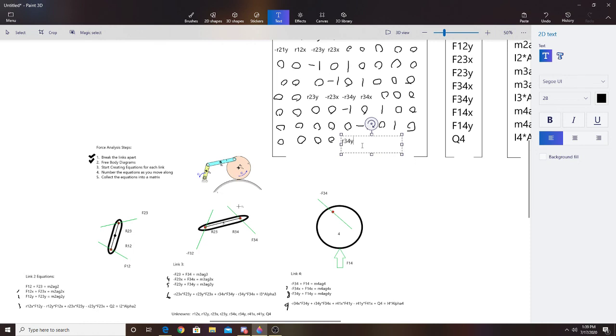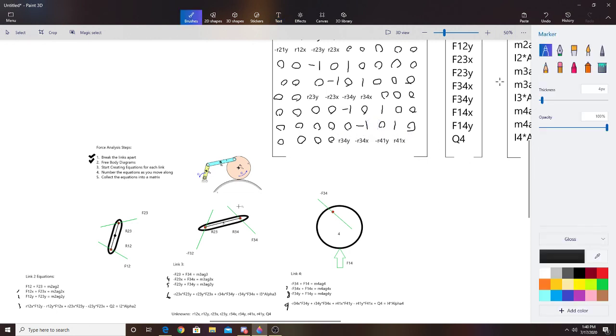R34Y, and then we have a negative R34X comes afterward, right? And then obviously if we continue the pattern, we have a minus R34Y, pretty sure, yep. And then we have a positive R41Y, R41X. And let me do that. And then one more 0 at the end.